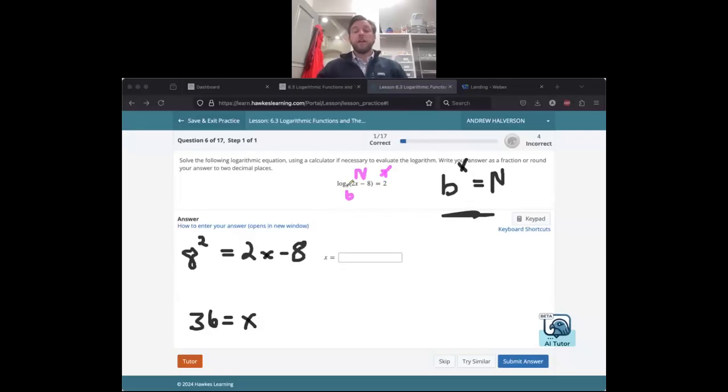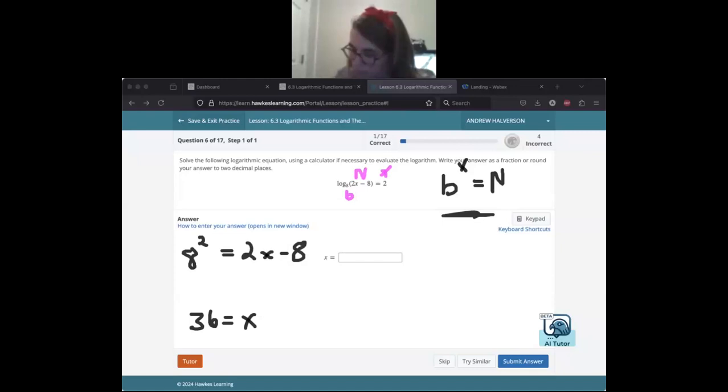But the key here is the translation from a log to an exponential. Label your b, x, and n parts and just fit it into the model. That's the key right here. So 36.